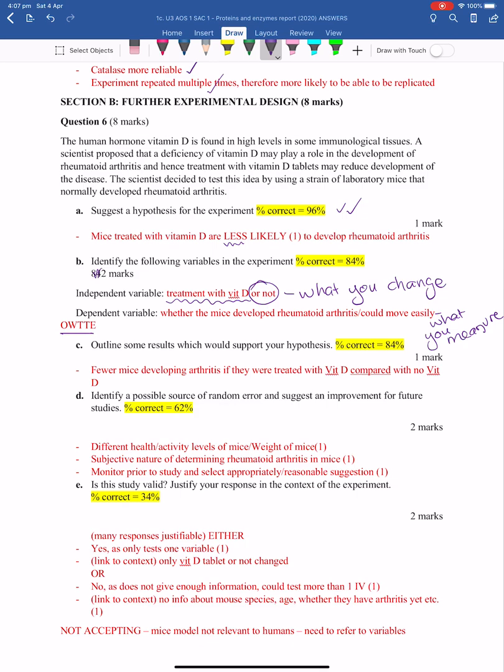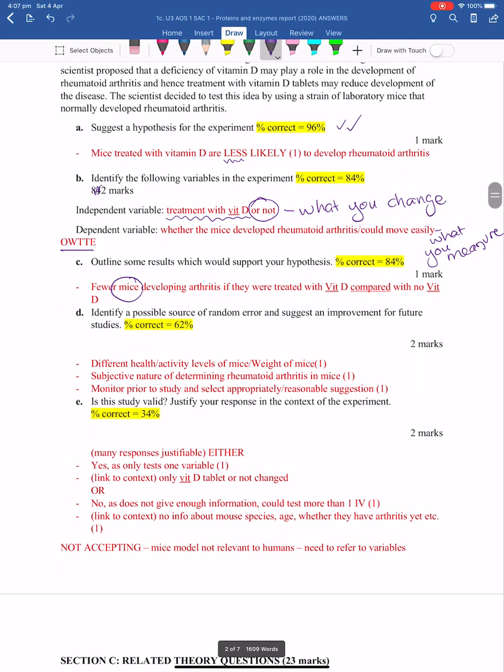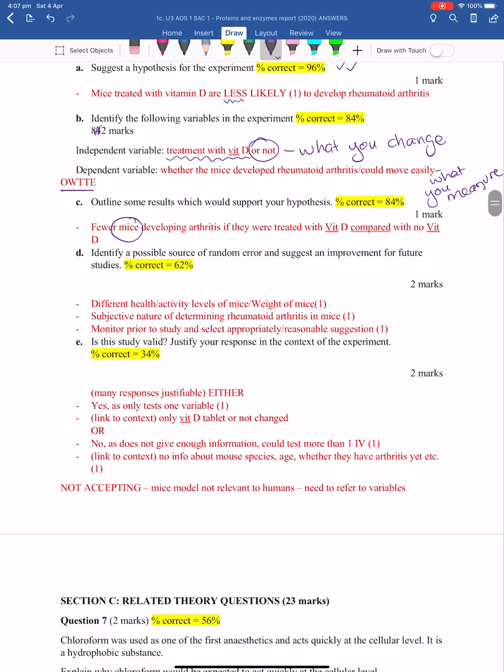Okay, some results. If you got the hypothesis right, generally you could get the results, but it needed to link to mice. Okay, so fewer mice developing arthritis if they were treated with vitamin D compared to no vitamin D.